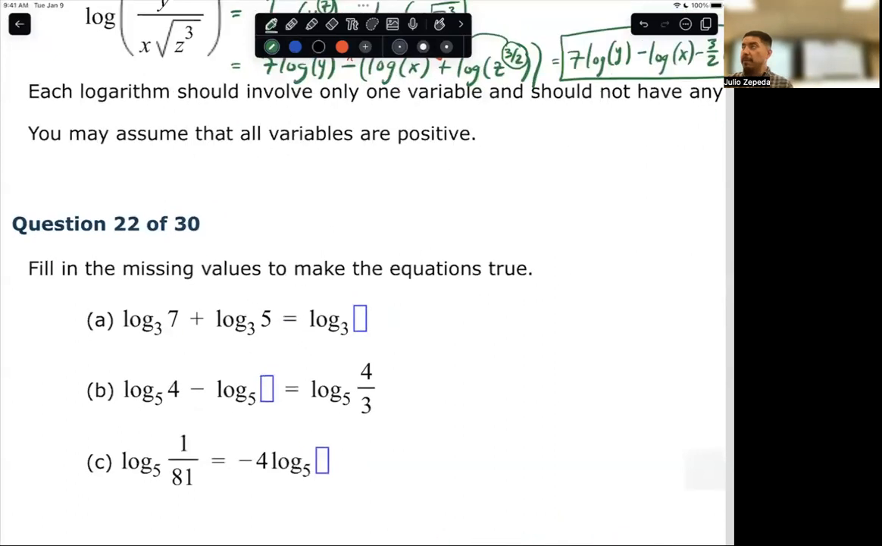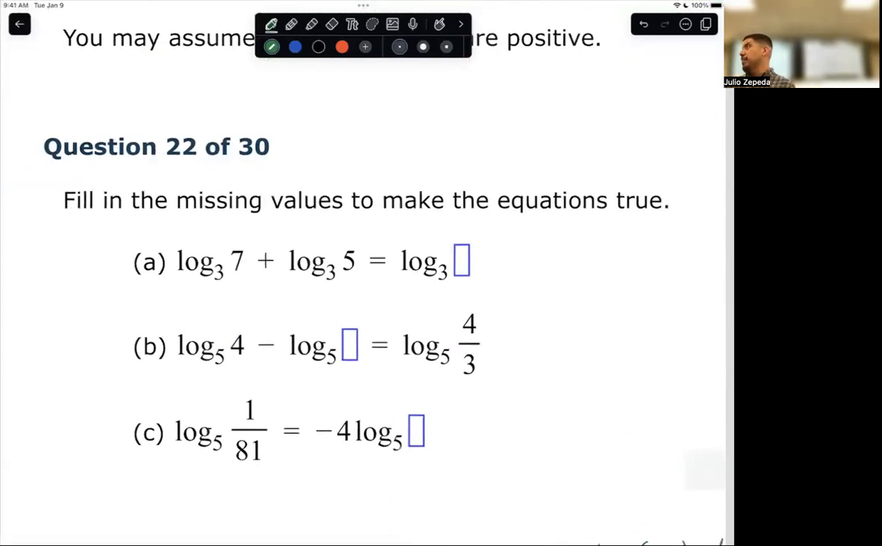Okay, so maybe we can go around and somebody can tell us what the answer to part A is for this one. A is 35. Yeah, very good. We just multiply the arguments. That was one of the properties of the logs. If you're adding two logs together, you multiply the arguments and combine them into one log. So log of 35. Very good.